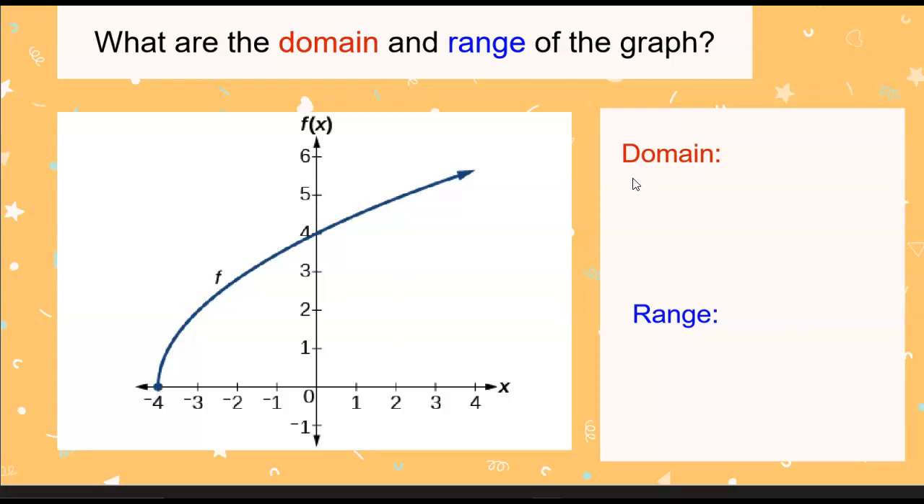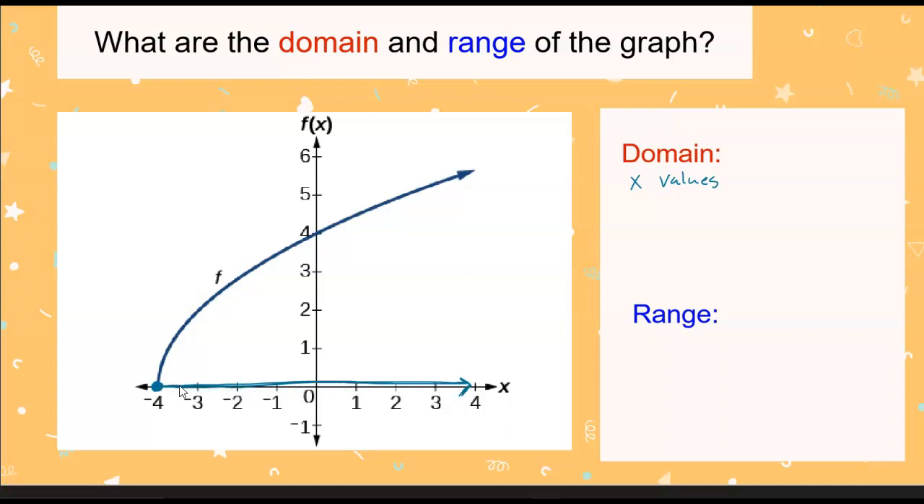Remember, the domain is our valid x values. So we're looking at the x-axis here, to see which x values exist for this function. We see that it starts here at -4. It goes over to the right and it keeps going. It has an arrow going to the right. Then we have everything in between, so we can draw a line in between them.